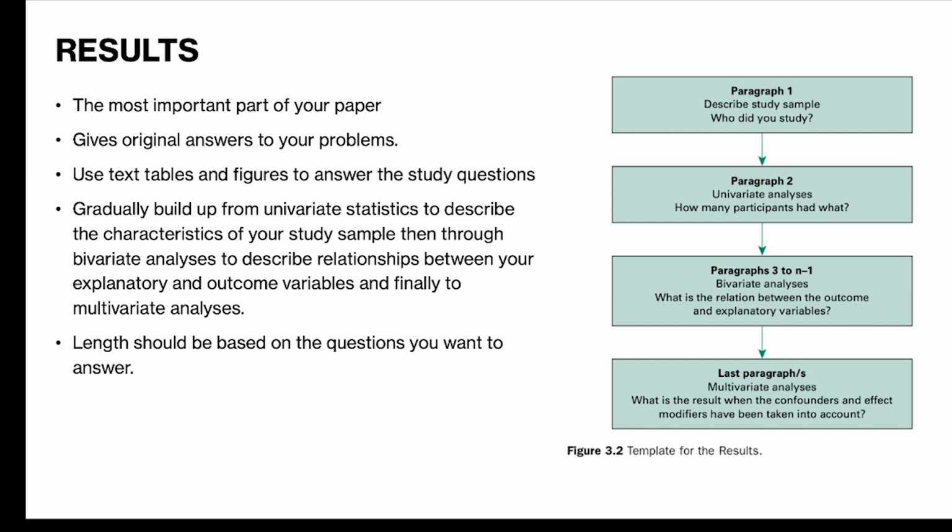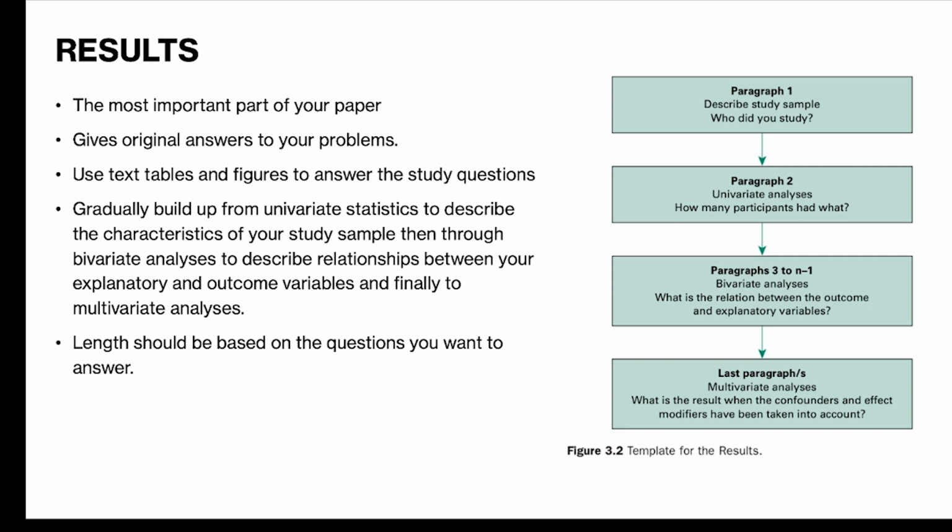Okay, for your results, how do you present your results? The most important part of your paper is the results part. It gives original answers to your problems. Use text, tables, and figures to answer the study questions, and gradually build up from univariate statistics to describe the characteristics of your study sample, then through bivariate analysis to describe relationships between your explanatory and outcome variables, and finally to multivariate analysis. So basically, when you say univariate, you start with descriptions.